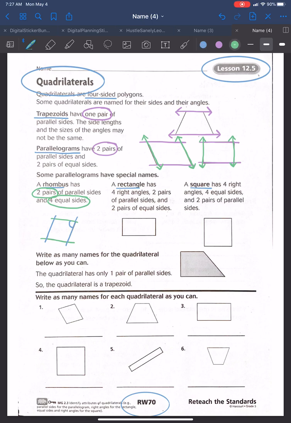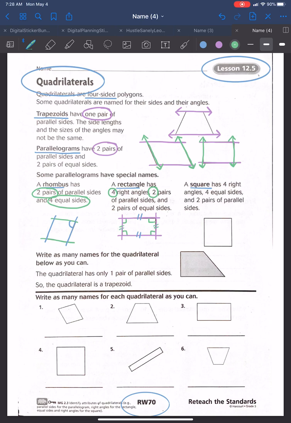My rectangle. My rectangle has four right angles. 1, 2, 3, 4. Two pairs of parallel sides. There's 1. There's 2. And two pairs of equal sides. Equal and equal.